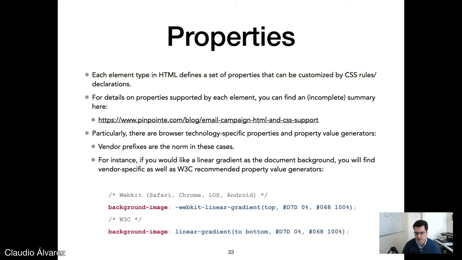Luckily, there are W3C recommendations for this kind of rules, such as the one at the bottom, linear-gradient to bottom, and so on. So that is a W3C recommendation that is expected to be supported by most browsers, right? So there are times in which browser technology evolves faster than web standards. And in that case, it happens that web browser developers will add their own prefix to some property or some property value generator in order to provide the feature.